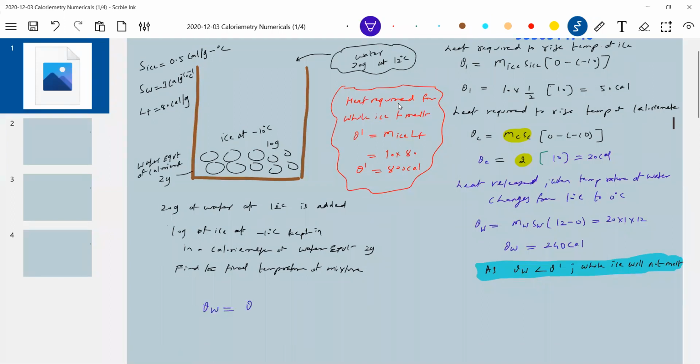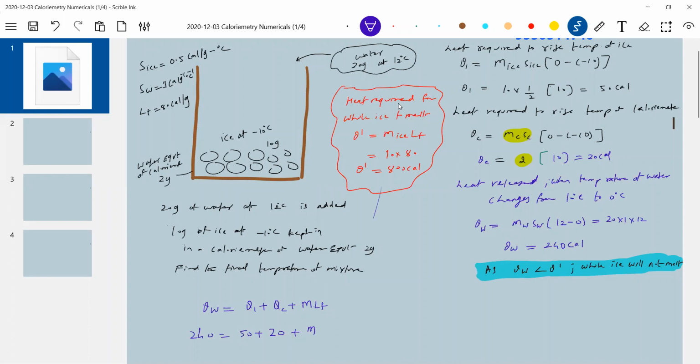QW should be equal to the amount of heat required to raise the temperature of ice from -10 to 0, plus the amount of heat required to increase the temperature of the calorimeter from -10 to 0, plus the amount required for the ice to melt. For the ice to melt, I don't know what amount of ice will melt. I'll call that M, and let this be LF. So QW, we know it: 240. Q1 is 50, this is 20, plus the amount of ice that will melt.